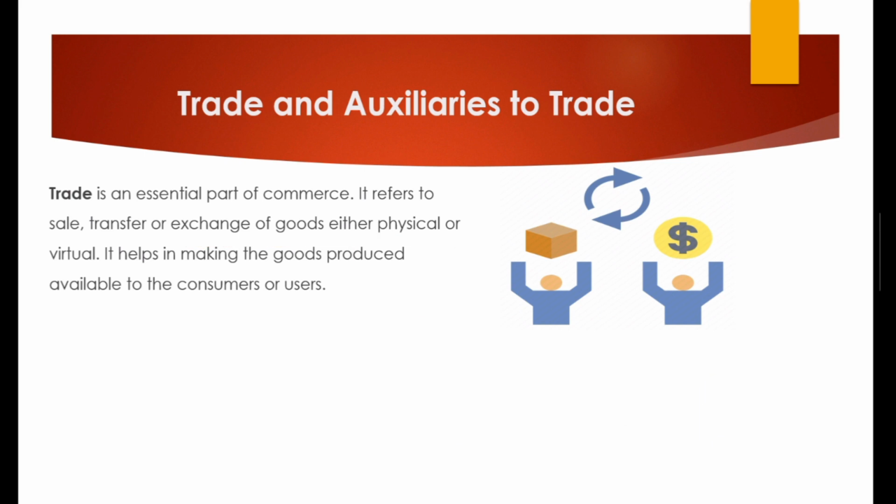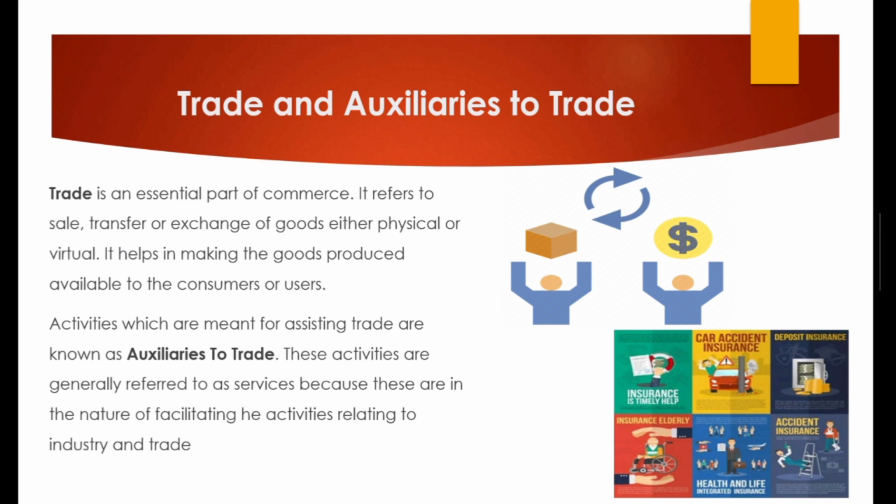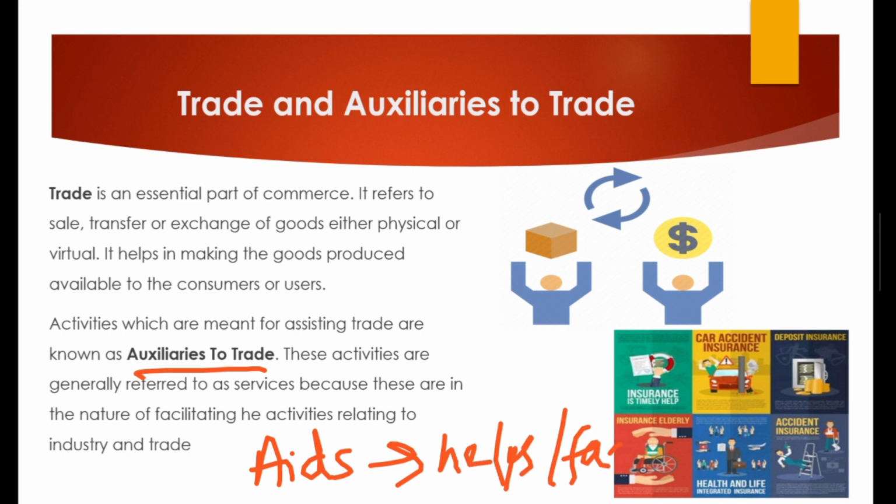Now these goods and services are bought and sold with the help of various other activities that are known as auxiliaries to trade or aids to trade, which help or facilitate movement of goods from one place to another. So buying and selling of goods can be termed as trade, but there are a lot of activities involved in buying and selling. Those are known as auxiliaries to trade or aids to trade, like transport, banking, warehousing and insurance.